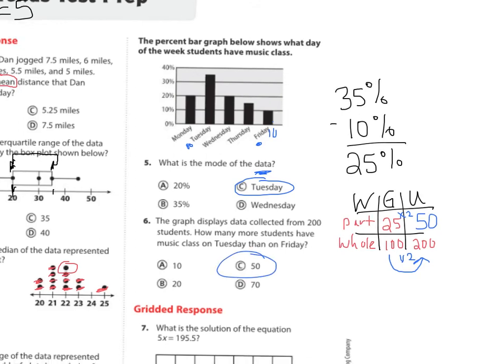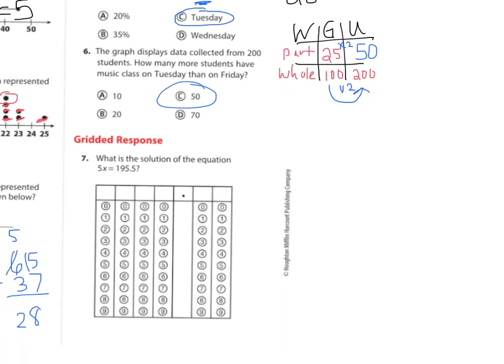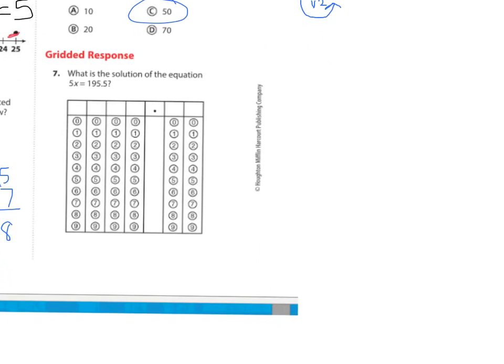For the last one, what's the solution? This is saying 5 times a number is equal to 195.5. So 5 times a number is 195.5. How do you find a missing number in a multiplication problem? You divide it.